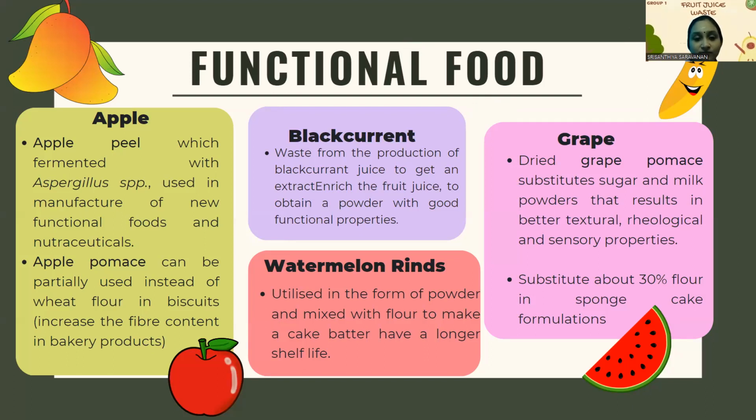Next, the waste from blackcurrant juice production is used to obtain an extract that enriches fruit juice, and to obtain a powder with good functional properties. The watermelon zest will be utilized in the form of powder and mixed with flour to make a cake better and have a longer shelf life.